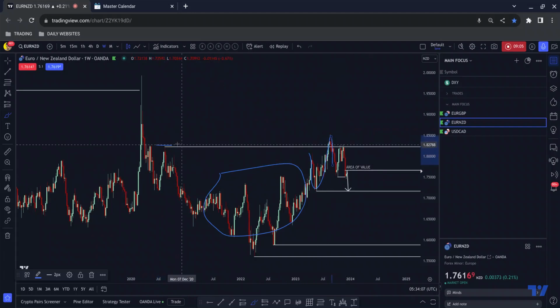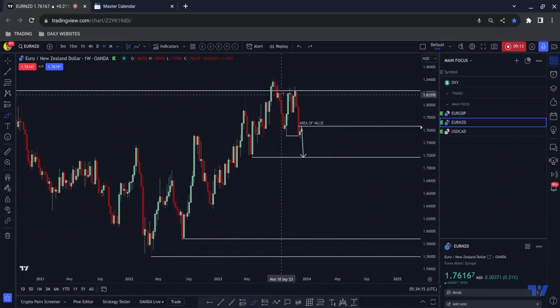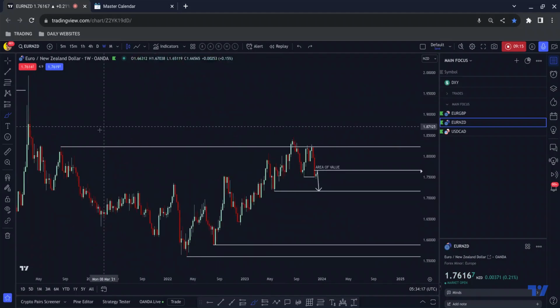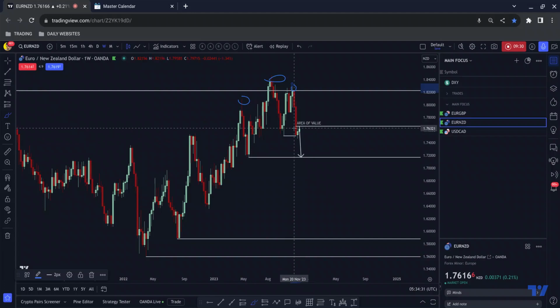So price has no business coming all the way back up here because it's taken out this area of value, washed out all the liquidity there. You can see that we then scoot back up to collect some more orders in this area, and then we have a left shoulder, head, right shoulder. This is a really shallow one, because normally the right shoulder will not pull up this far, but it's important to remember that Euro Kiwi is a corrective pair.